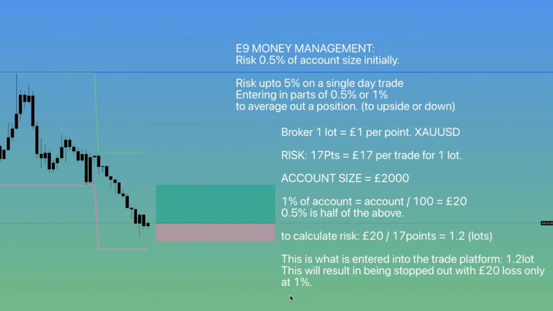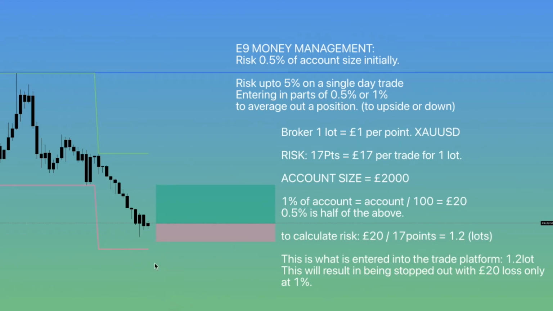So this is very important to understand, and it might be an idea to test on the demo account, or even just contact the broker and ask, what's the price per point here? What am I dealing with? So we know then when the price comes down to this point, we're going to hit a £20 loss. So why am I talking about this? It's very important to understand the amount of risk.